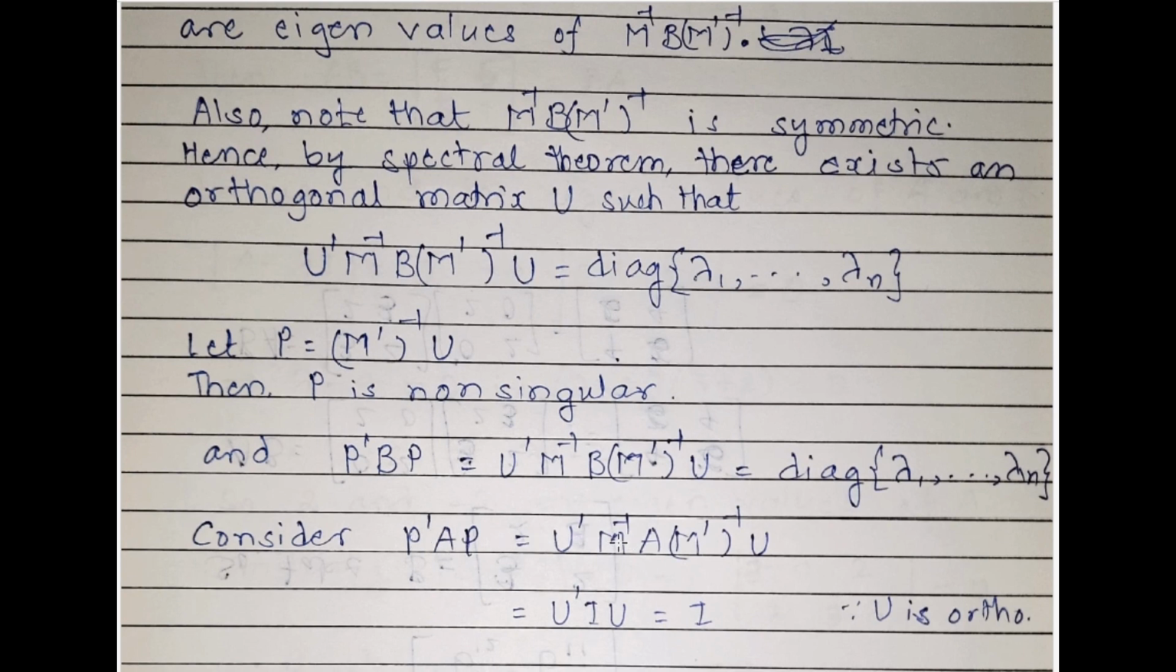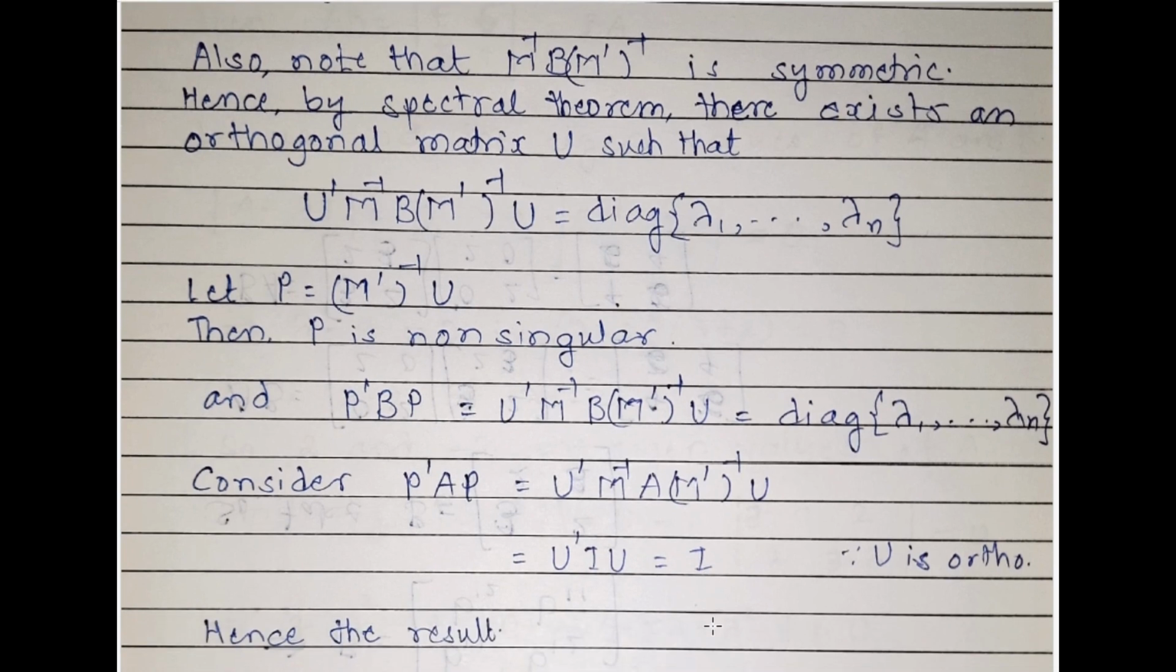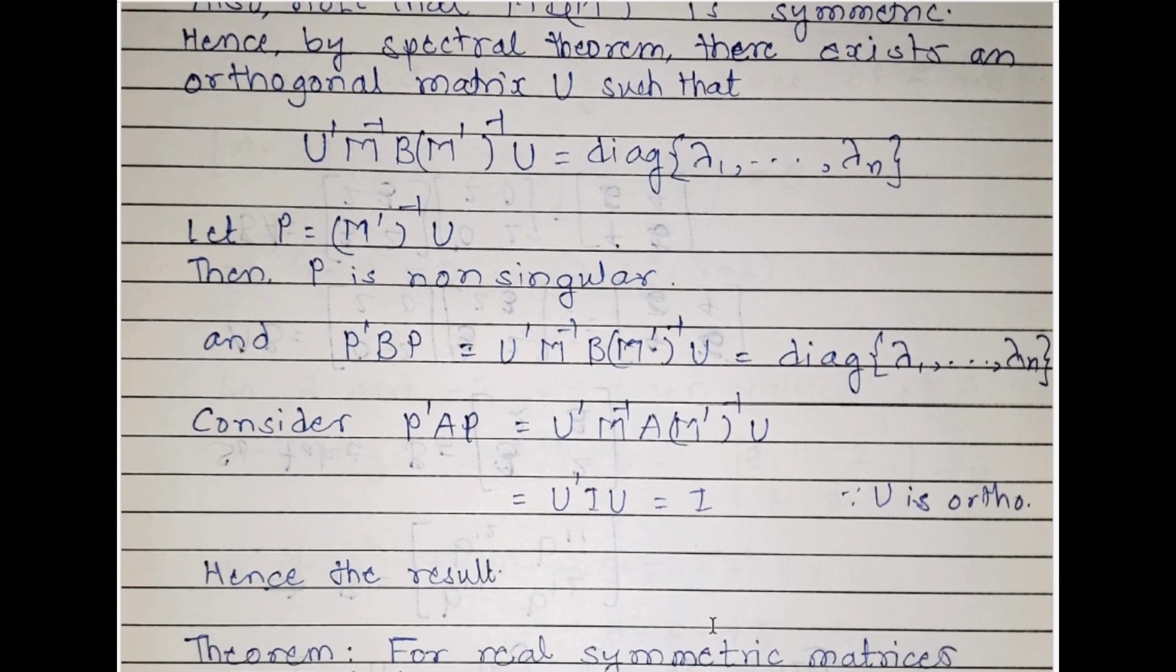So U dash M inverse A M dash inverse U. Now M inverse A M dash inverse is already shown to be the identity matrix. So this is U prime U, and U being orthogonal, this will be an identity matrix, and so P prime AP is the identity matrix. So this is how we prove this result.